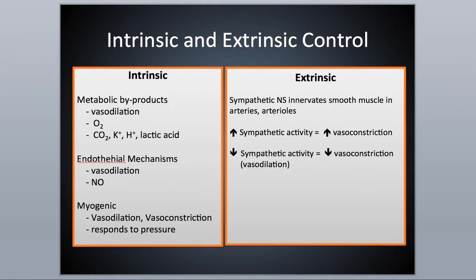Now, some factors that will affect these arterial vasodilation and vasoconstriction: for the intrinsic, if you look at the metabolic byproducts that can be produced for vasodilation, the amount of oxygen can actually cause vasodilation. Carbon dioxide, potassium, hydrogen ions, lactic acid, those can all help to increase vasodilation. There are also endothelial mechanisms that will help cause vasodilation. Nitric oxide is going to be the big one here.